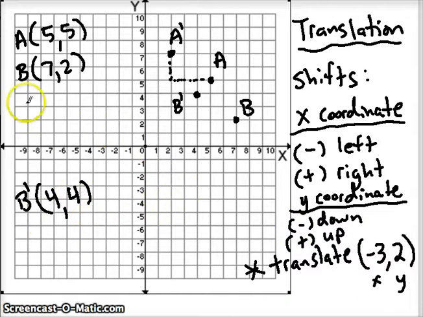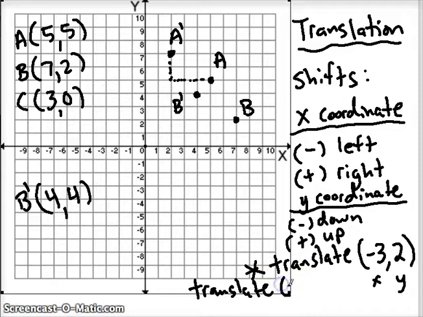Let's try one more. Let's try a C point. Let's put C at 3, 0. Let's try a different translation now. So instead of this translation right here, let's translate by -4, -6, and see what happens.